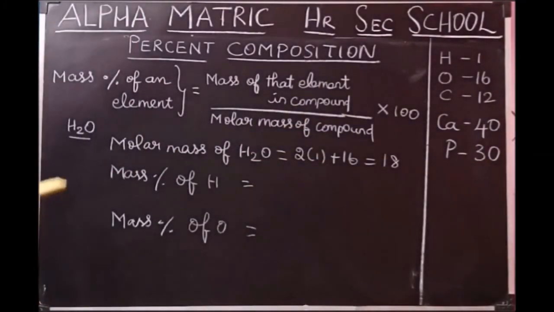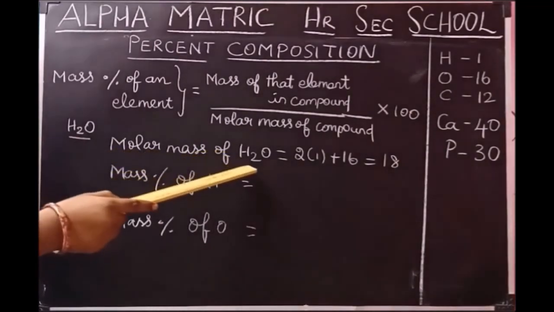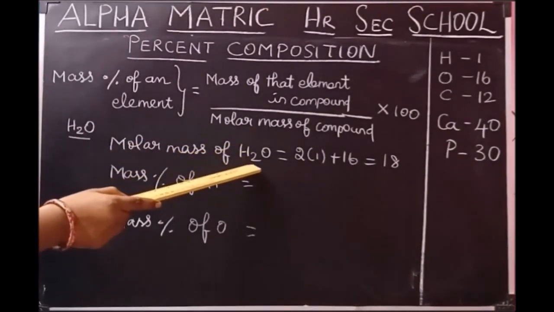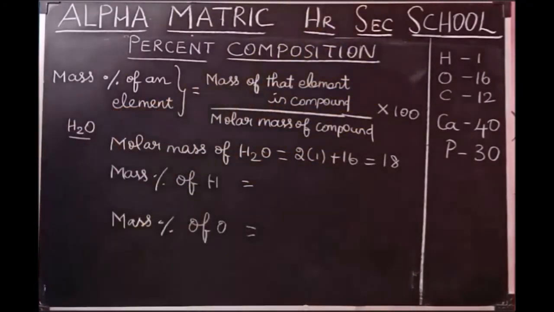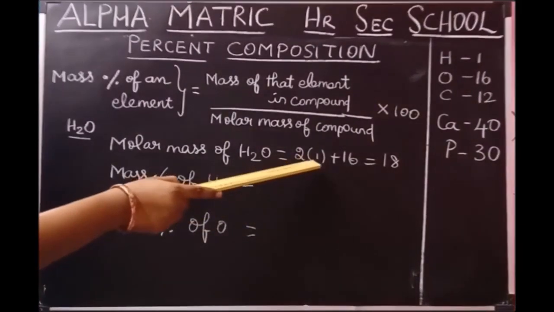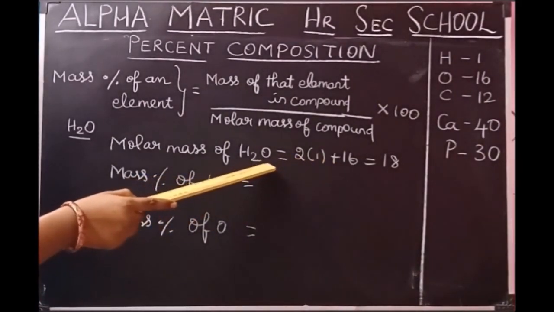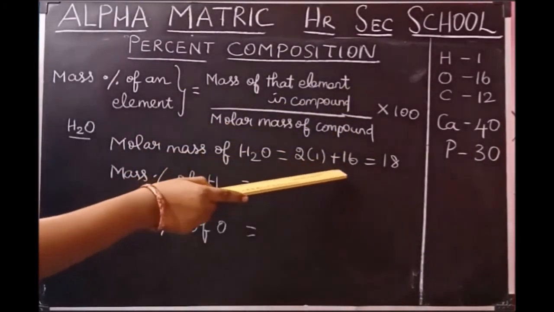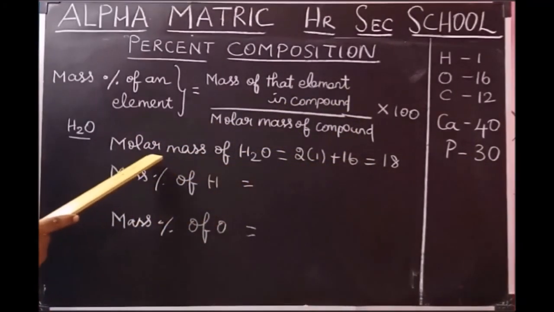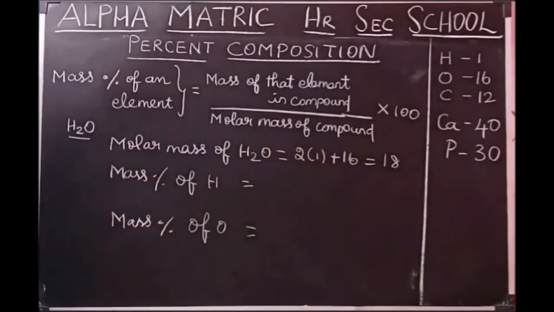Let's consider the example of the water molecule. For the water molecule, first we have to find the molar mass. Already we know that. Molar mass of water: here there are 2 hydrogen, 2 into the atomic mass of hydrogen. What is the atomic mass of hydrogen? It is 1. 2 into 1, plus only 1 oxygen, the oxygen atomic mass 16. So 2 into 1 plus 16 equals 18. This is the molar mass of water.